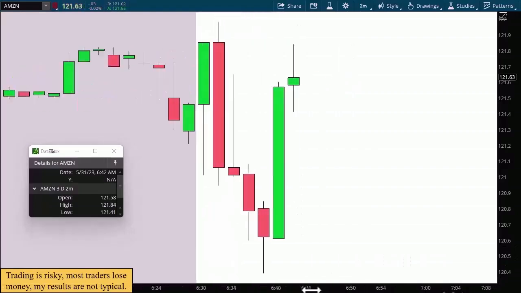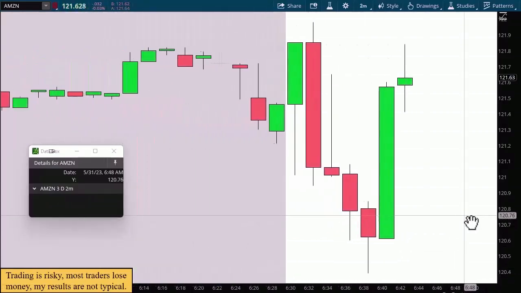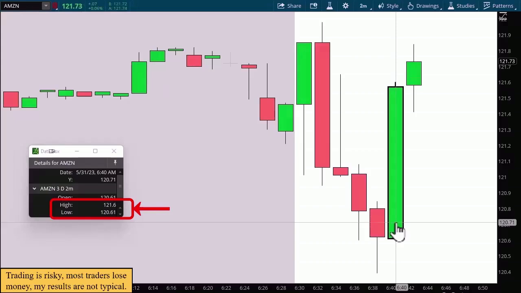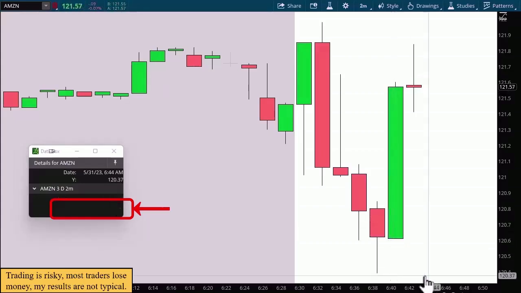So first of all, let me arrange the charts here a little bit so you can see it better. Look at the high and the low. You can see it over there in the data box on the left. And that's one of the most important things that a lot of people don't consider. So the high of the bar is 121.60, the low of the bar is 120.61. So if we were going to enter above the high of the green bar and place our stop below the low of that green bar, then we'd be risking roughly almost $1.